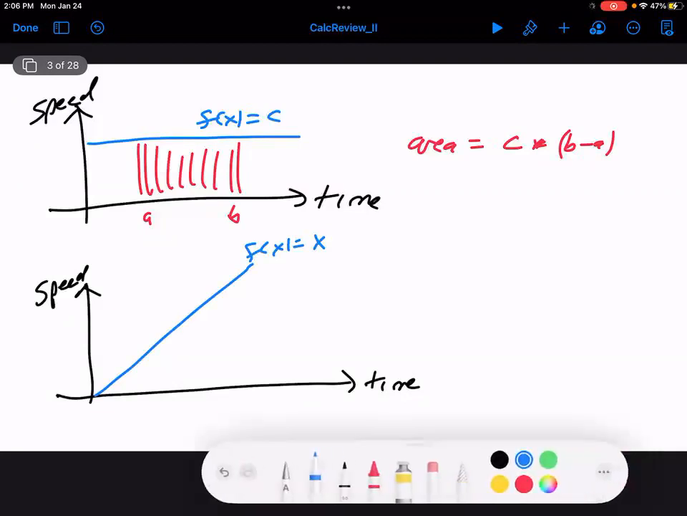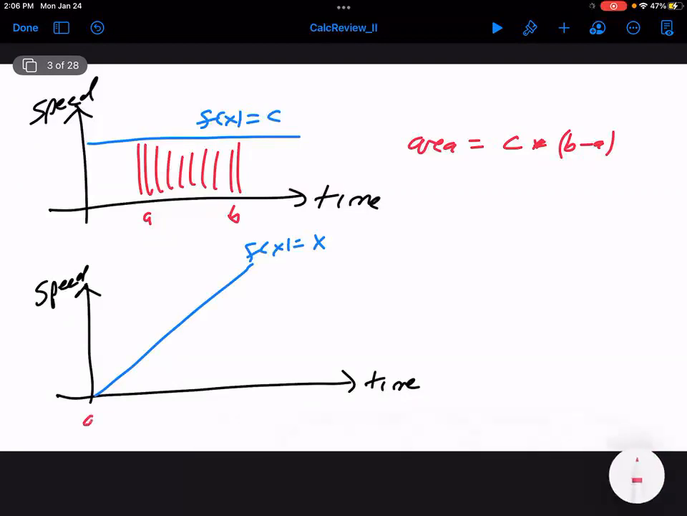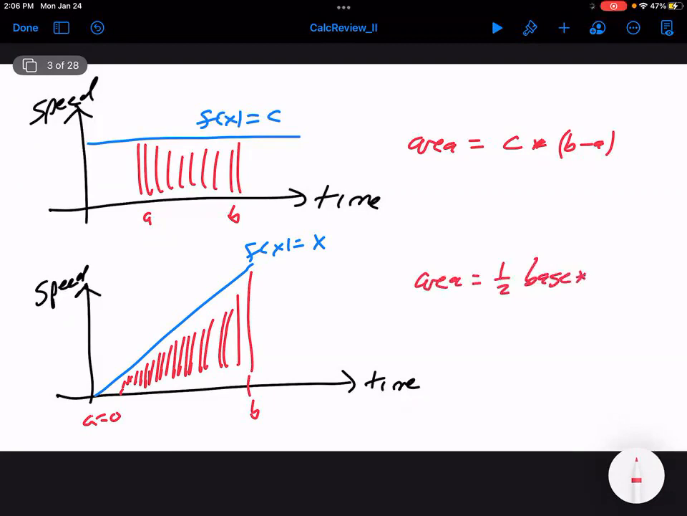And so now if we want to find out, let's take a to be at 0, b sometime over here, we want to figure out how far have we traveled. Well, this is a triangle. We can figure out the area of a triangle. Its area is 1/2 base times height.